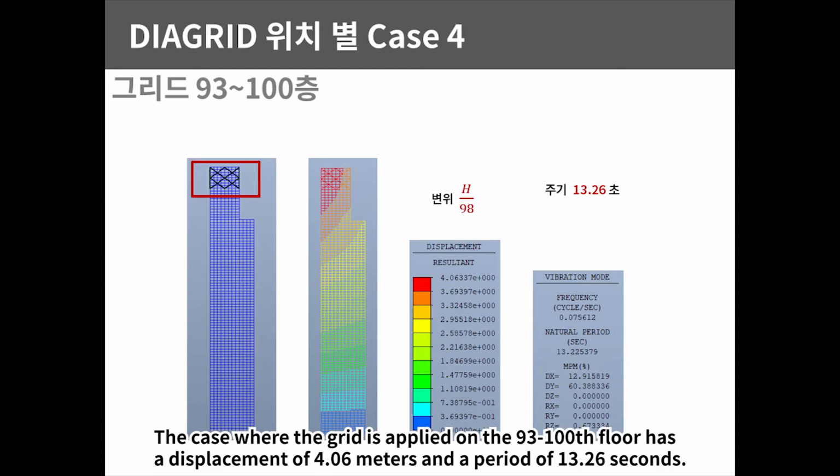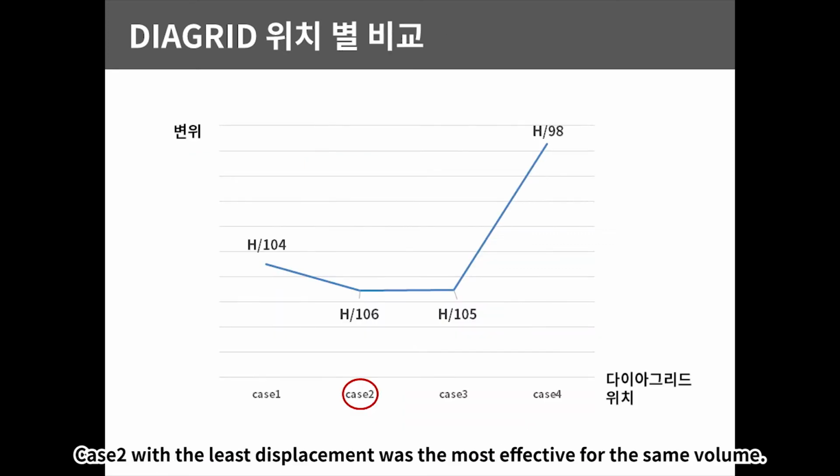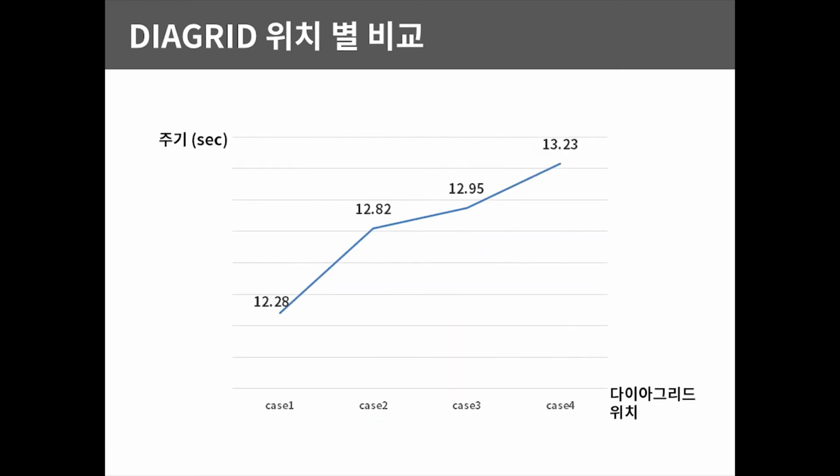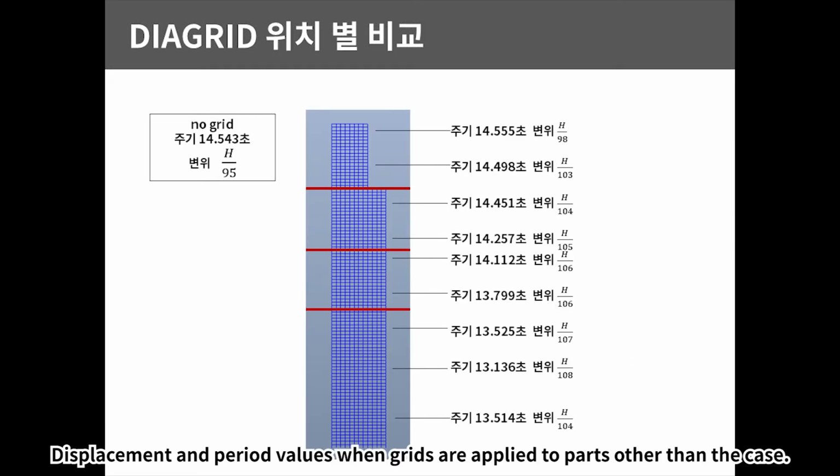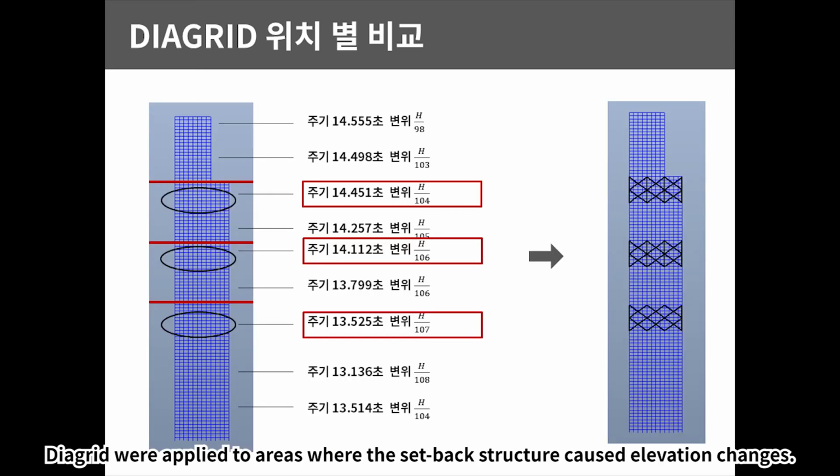The case where the grid is applied on the 93rd to 100th floor has a displacement of 4.06 meters and a period of 13.26 seconds. Case 2 with the least displacement was the most effective for the same volume. These are the displacement and period values when grids are applied to parts other than the cases. DIAGRID were applied to areas where the setback structure caused elevation changes.